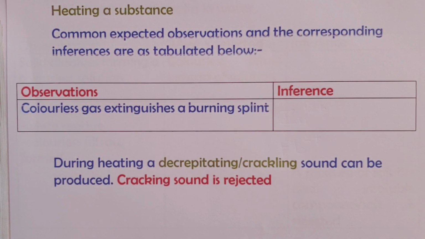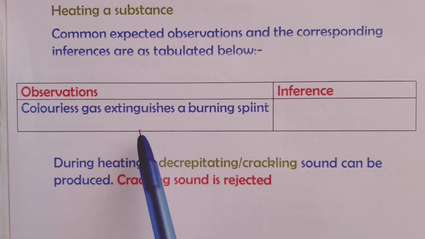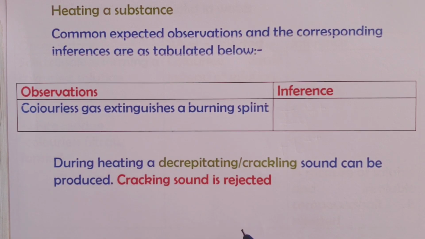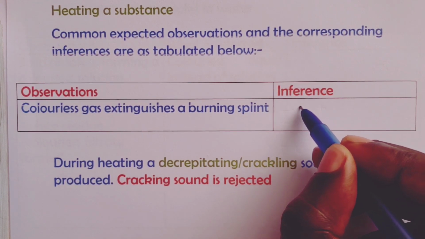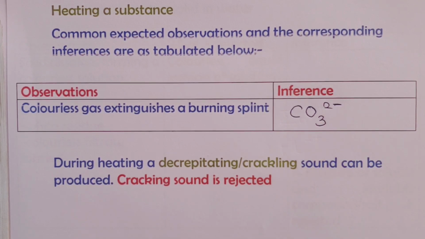The next observation a candidate can make when heating a substance is production of a colorless gas that extinguishes a burning splint. This must obviously be either sulfur 4 oxide or carbon 4 oxide. So the inference we are supposed to make here is that your salt contains carbonate ions that produce carbon 4 oxide when heated. Now, some of these heating processes are usually accompanied by some sound being produced.